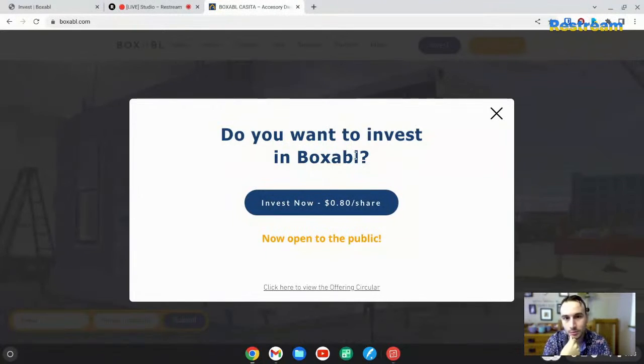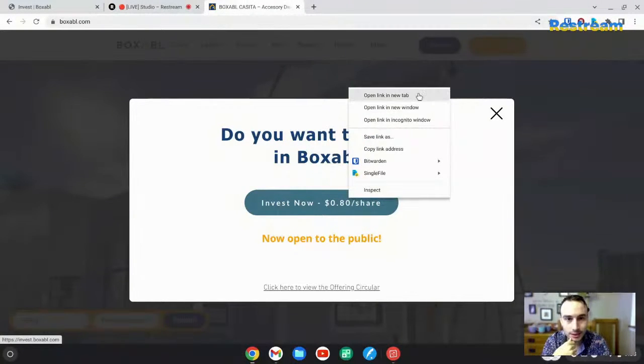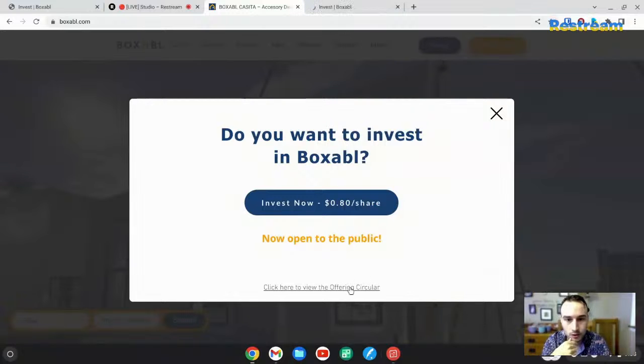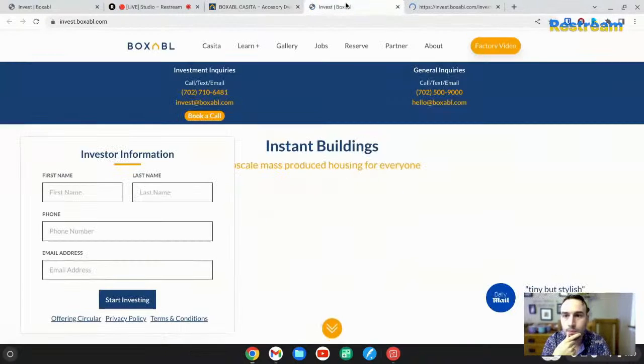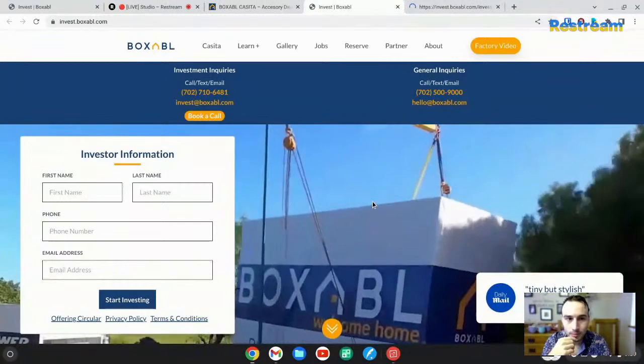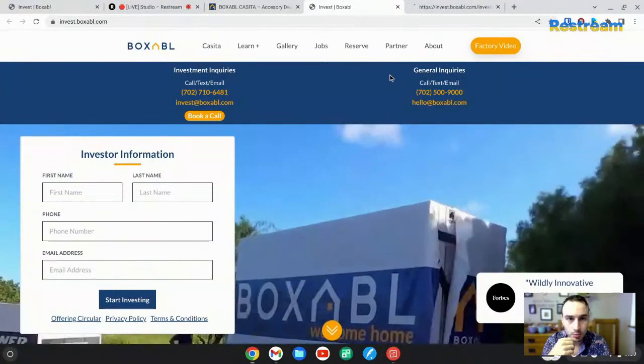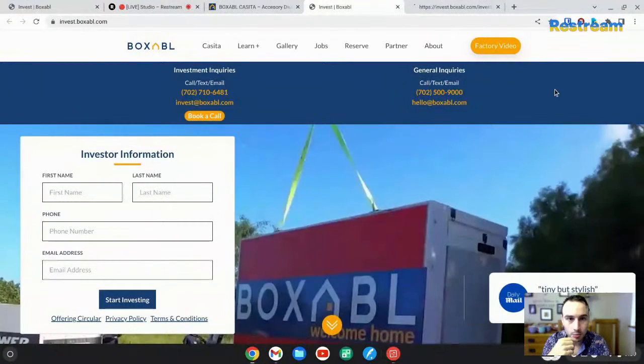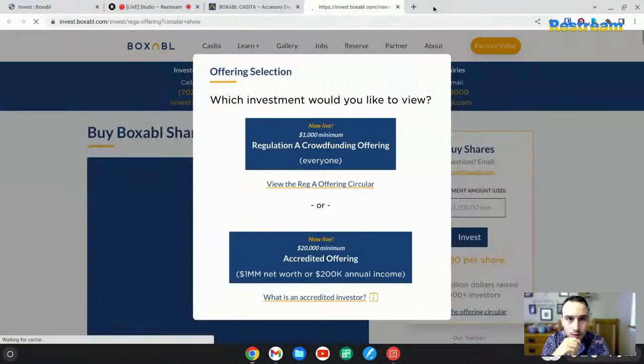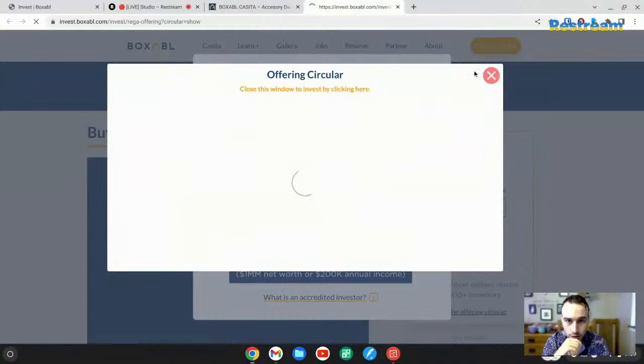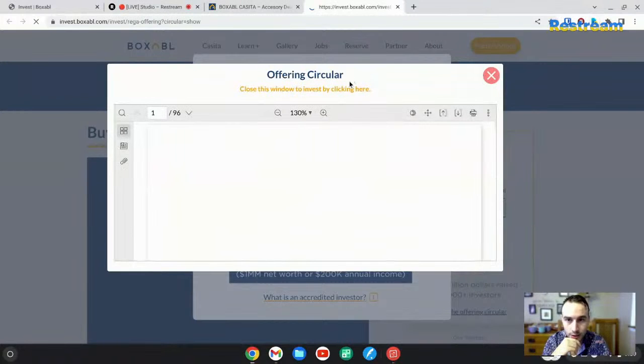Do you want to invest in Boxable? 80 cents per share, open to the public. Let's see where this link takes us. Let's also see the offering circular. Okay, so the exact same page as before. I'll click out of that. Okay, and then the offering circular. Close this window by clicking to invest here.